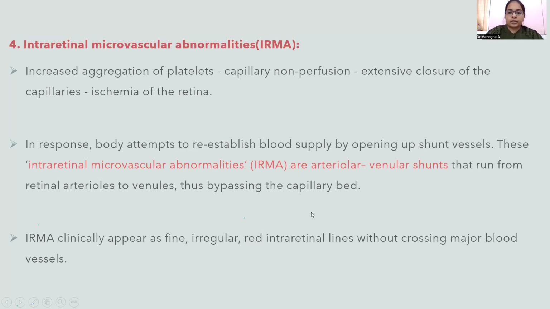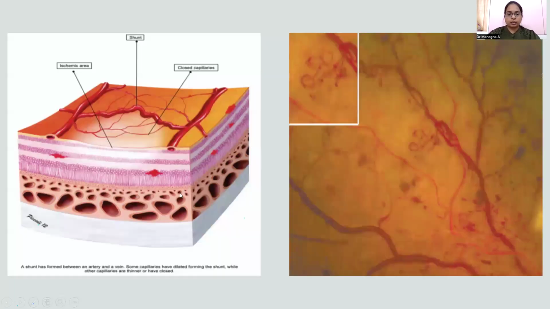These shunt vessels which open up between arterioles and venules are known as IRMA, or intraretinal microvascular abnormalities. Clinically, IRMA appear as intraretinal lines without crossing major blood vessels. This image shows you details of IRMA. They are shunt vessels, usually seen in the ischemic areas of the retina, and clinically they appear as a fine red lacy network of vessels.